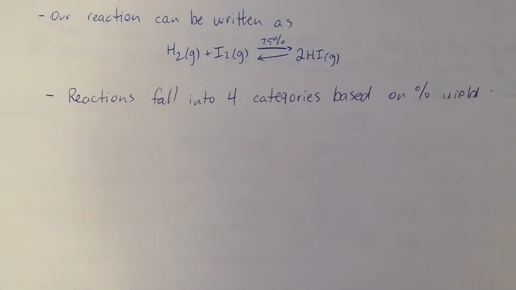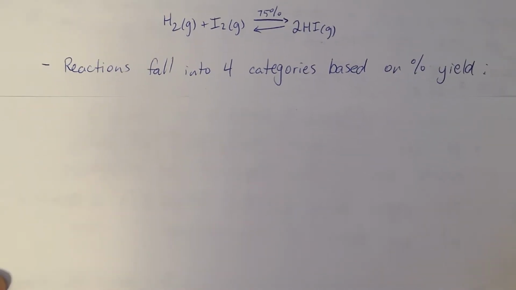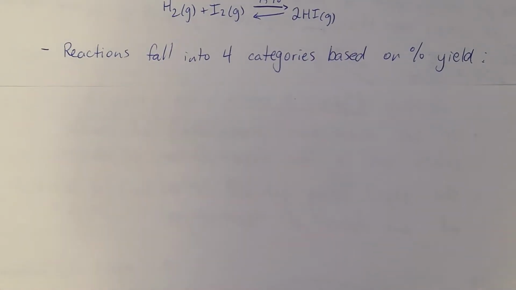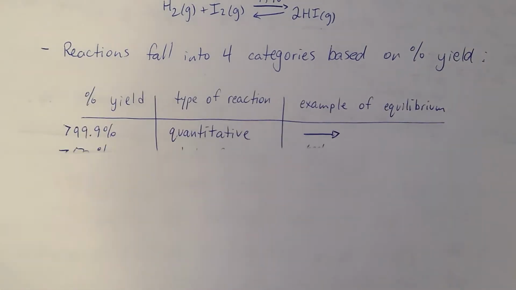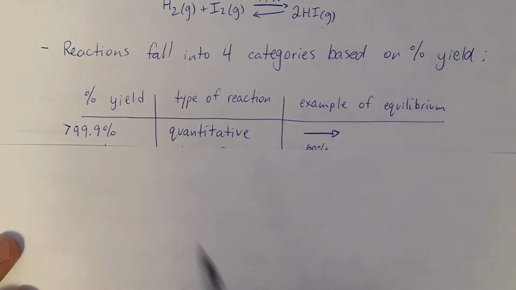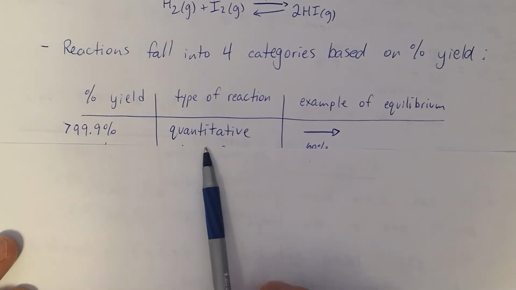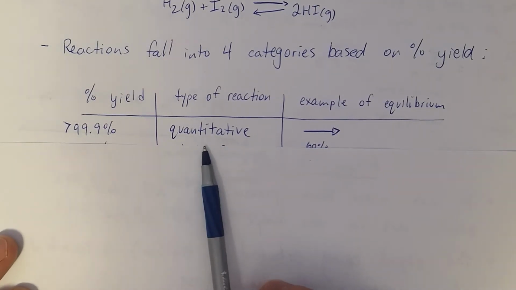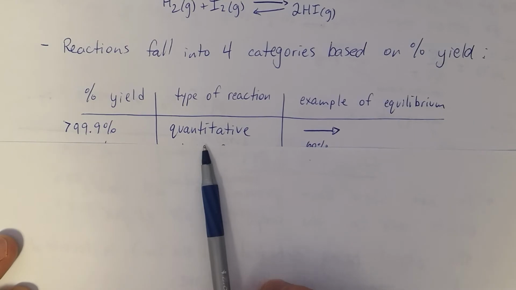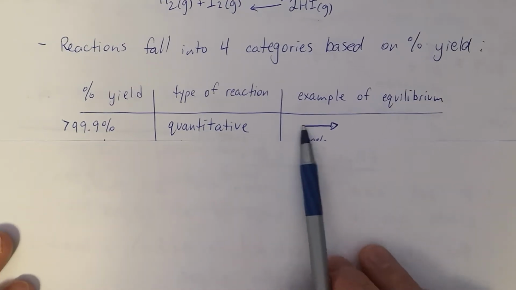Okay, we can use percent yield to categorize equilibrium systems. Okay, and I'm going to give you a little table of the four types. So if the percent yield is very close to 100%, that's called a quantitative reaction, and that's been pretty much every reaction you've studied in chemistry so far in your career. That's when you get a single arrow.